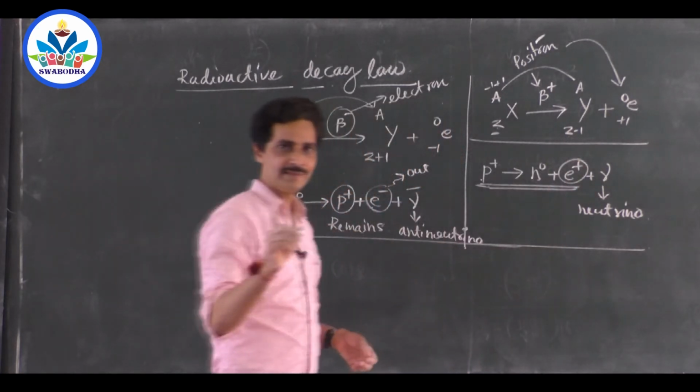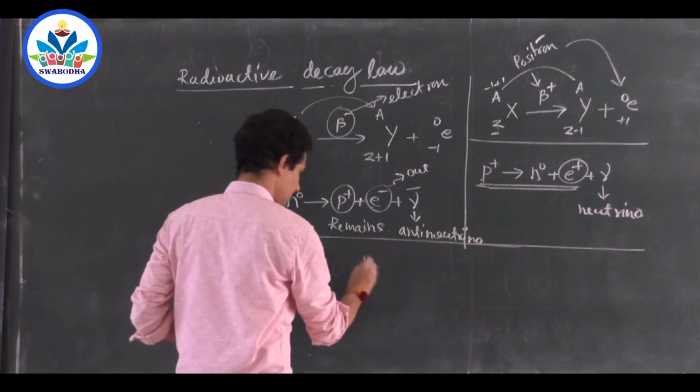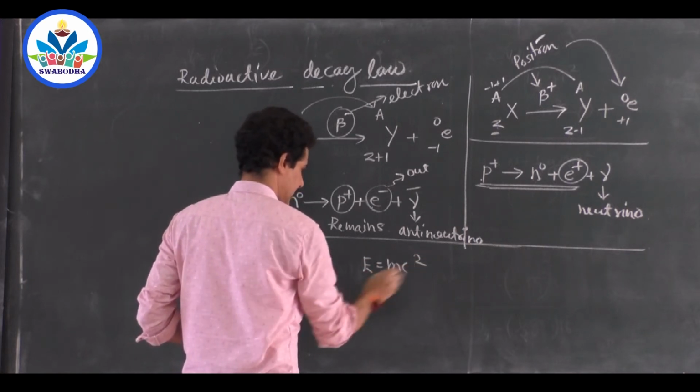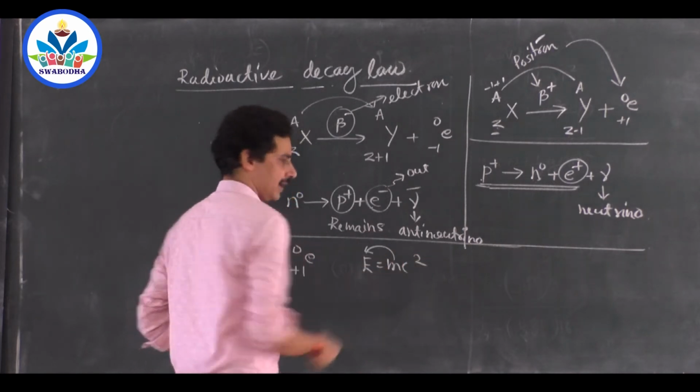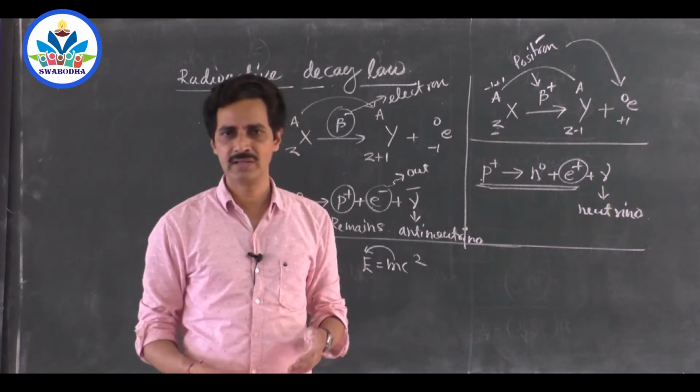You know that Einstein's mass-energy equation, E equal to mc squared, is also true vice versa. What do you mean by vice versa? Mass can be converted into energy. Give an example for mass getting converted into energy.